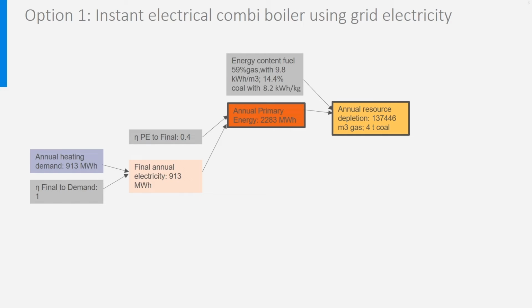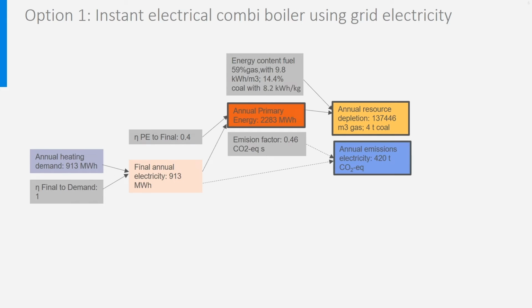Let's now look at the CO2 emissions through the emission factor of electricity, which is 0.46 kg CO2 per kilowatt-hour electricity in the Netherlands. The annual CO2 emissions are therefore 913 ton times 0.46 equals 420 ton CO2 equivalent.